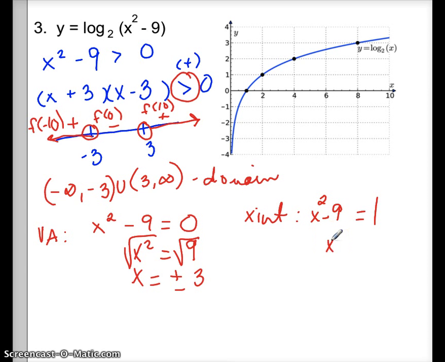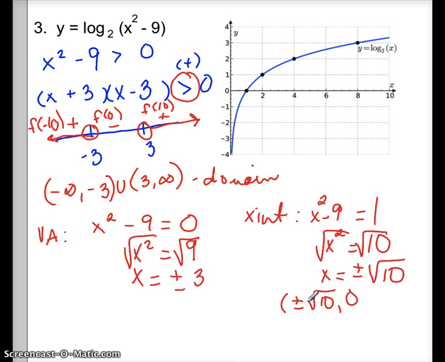To solve for x squared, I'll add 9 to both sides, and that gives me 10. To solve for x, I'll take the square root of both sides. So I have two x-intercepts at plus or minus the square root of 10. So those x-intercepts, positive or negative, root 10, 0.